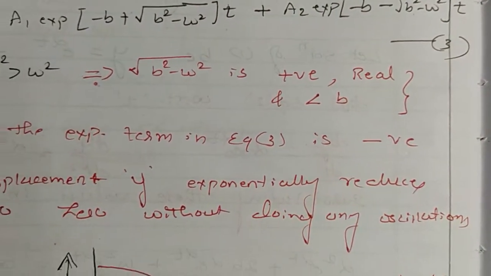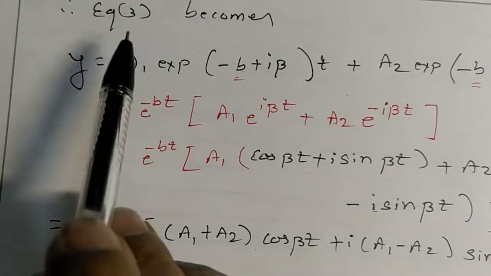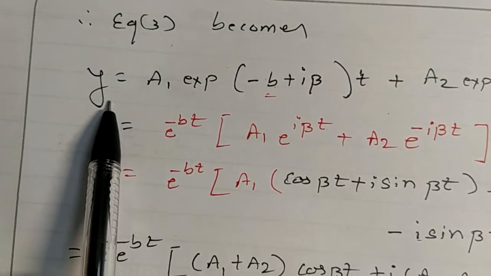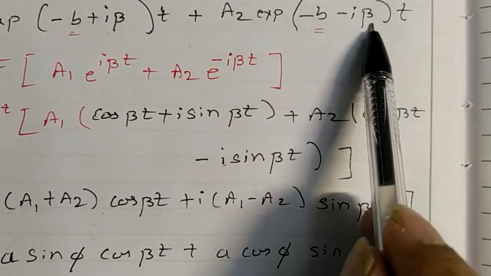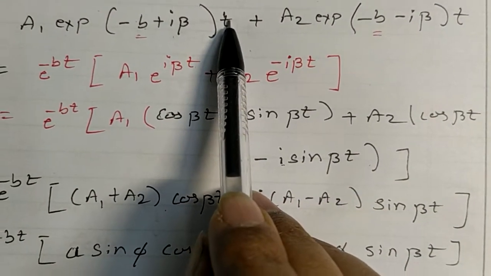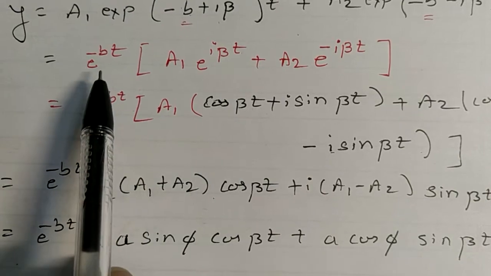We will rewrite the equation once again there. So therefore equation 3 becomes y is equal to e to the power of (minus b plus i beta) t, as I told. So here it is minus b minus i beta into t. Here also it is t there. Okay. So the remaining part is rearranging the equation.